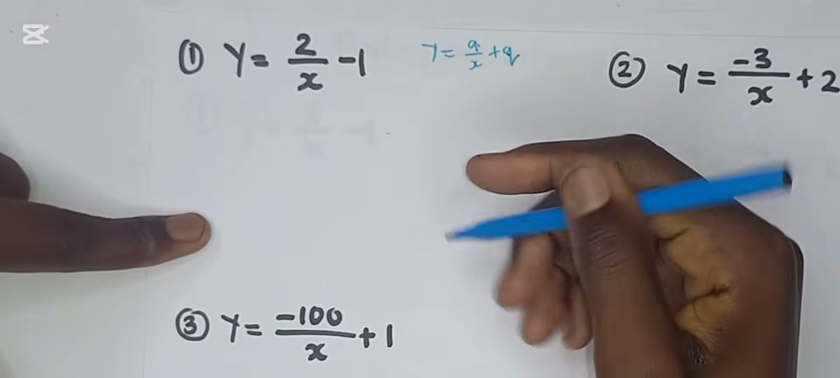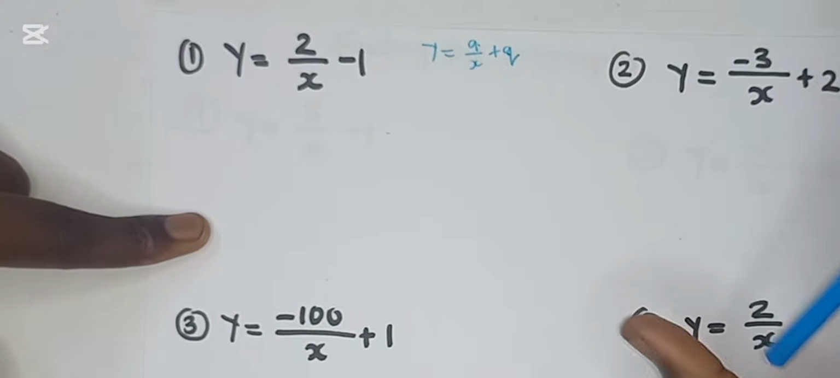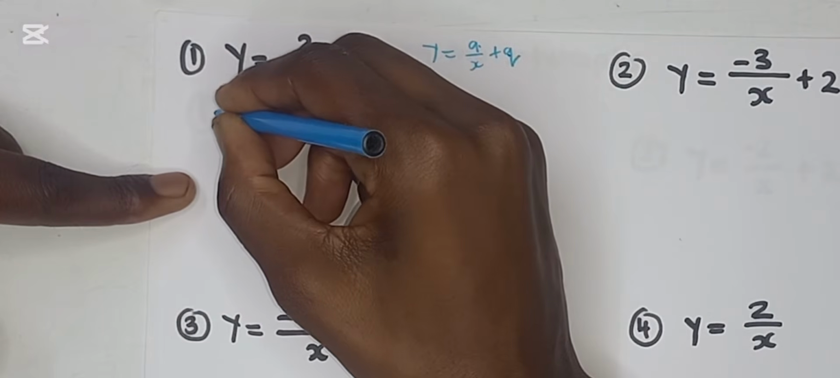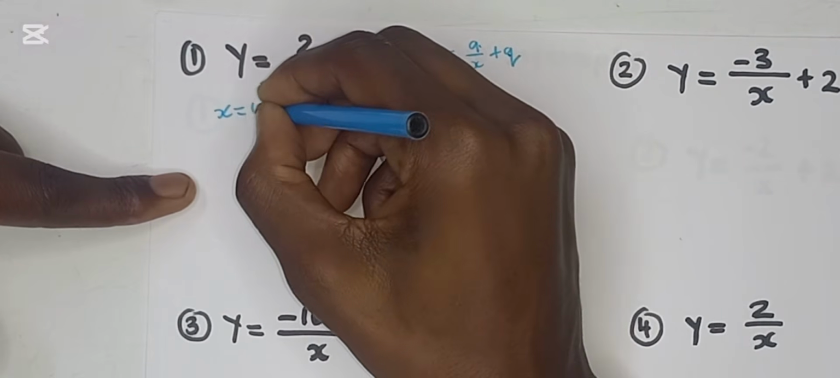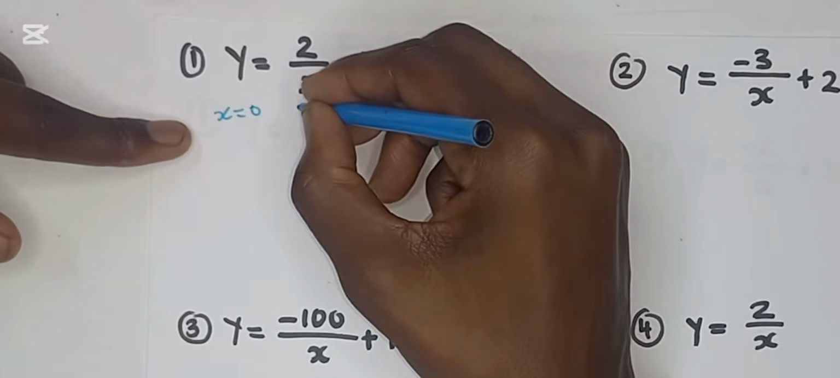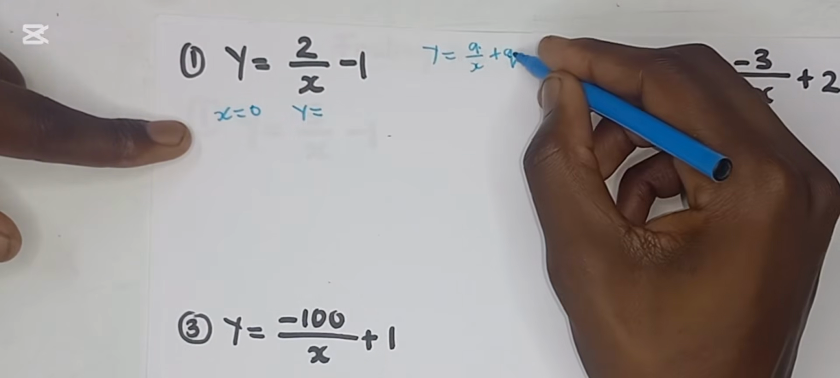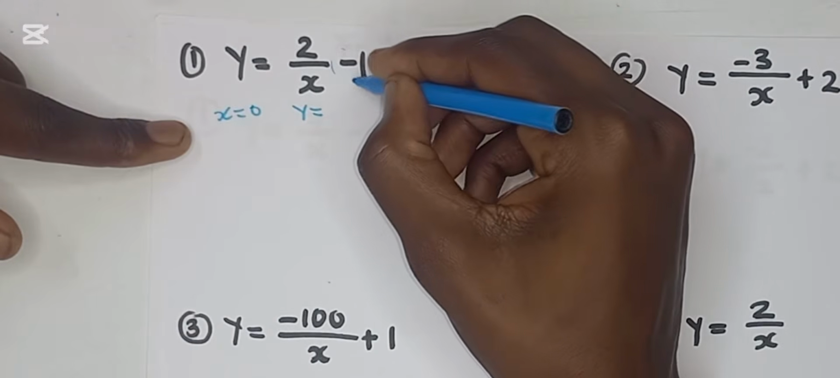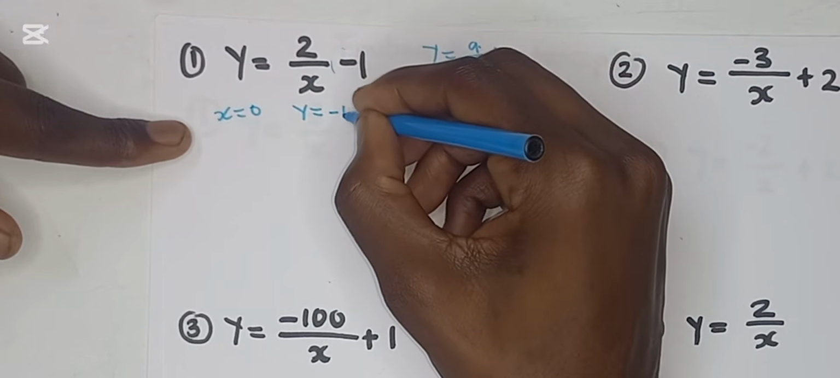So now let's start with the equation of the asymptotes. We have two equations of the asymptotes. The first one that I want you to nail is the x one, the x asymptote. The x asymptote is always going to be equal to 0, and the y asymptote is equal to the value of q. So what is the value of q here? It is -1.